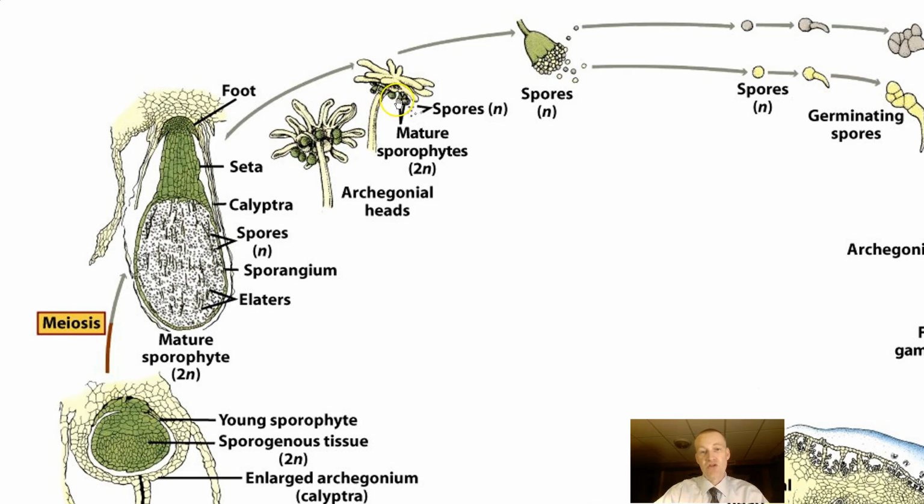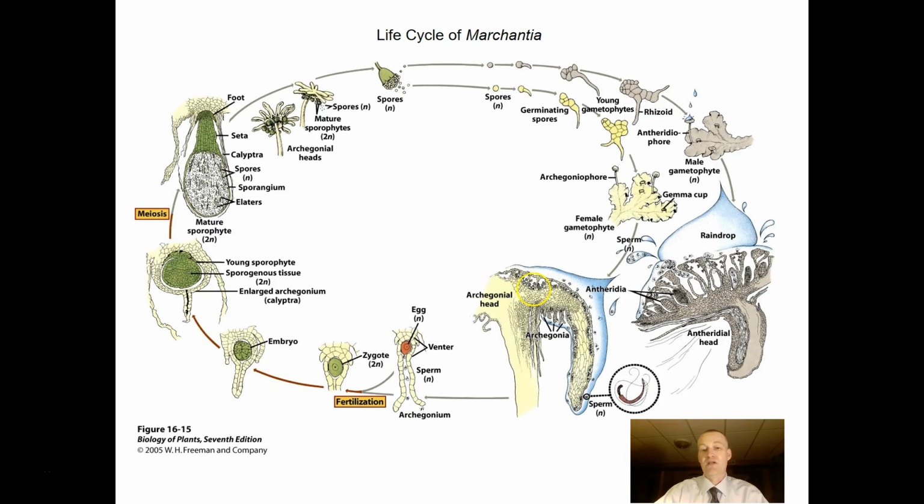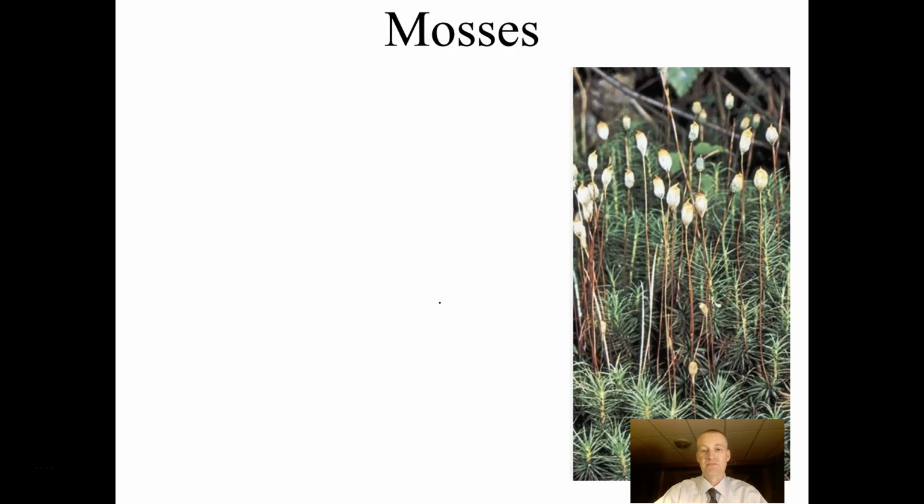So the sporangium, you can see, is on this female gametophyte head, and it's going to drop the spores. So you can see in this life cycle, the gametophyte is dominant. The sporophyte is not dominant. It actually is dependent upon the gametophyte. Okay, so that's the life cycle of Marchantia.